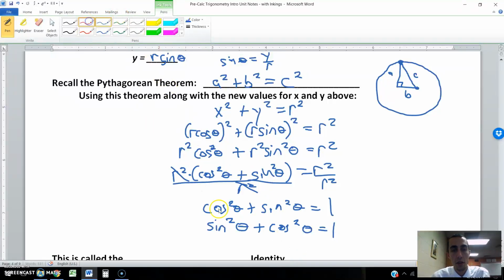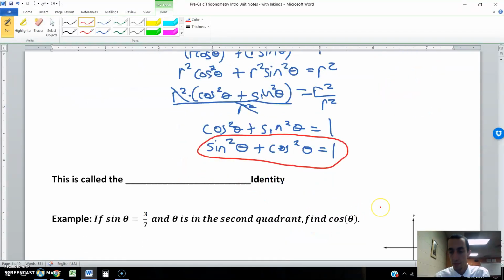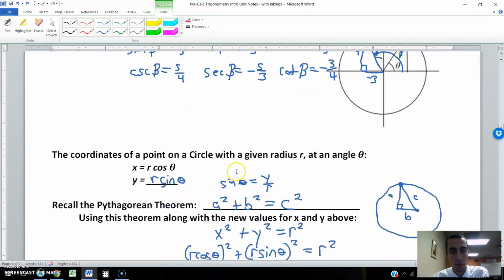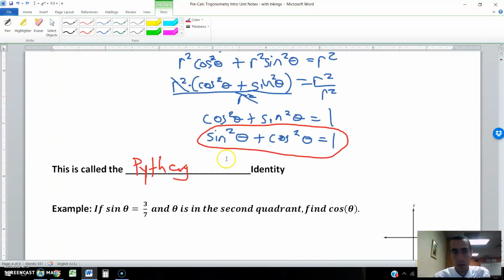What we have here is a very famous, very useful identity. It's called the Pythagorean identity. It's based off the Pythagorean theorem. We're going to use this to help us solve problems in this class. Pythagorean, oops, spell this up here. Erase that.